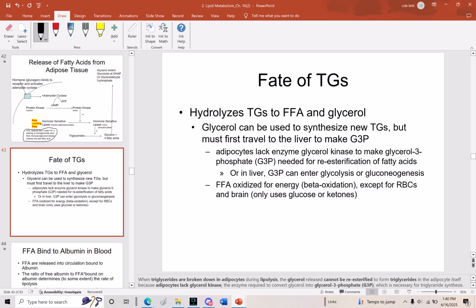Glycerol can be used to synthesize new triglycerides. Apparently I have to write this 3 times in the slides. But it must first travel back to the liver to make glycerol 3-phosphate first, which we just talked about. I feel like I have a duplicate slide. So adipocytes lack the enzyme glycerol kinase, and so you can't add a phosphate group. You need that glycerol 3-phosphate in order to make a new triglyceride.